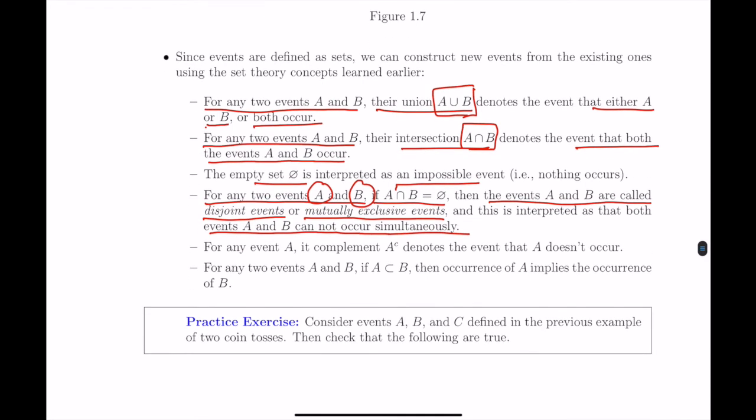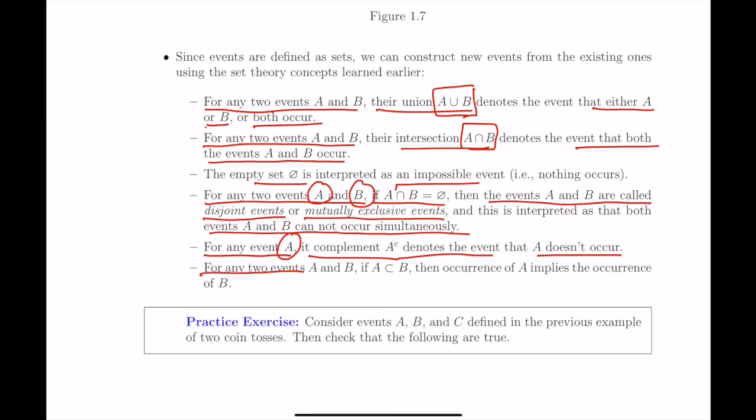Similarly, in the past we have seen complement of a set. Here, for any event A, its complement denotes the event that A does not occur. So in coin toss experiment, head doesn't occur is same as saying that tail occurs. So if A is heads occurring, then A complement is tails occurring.